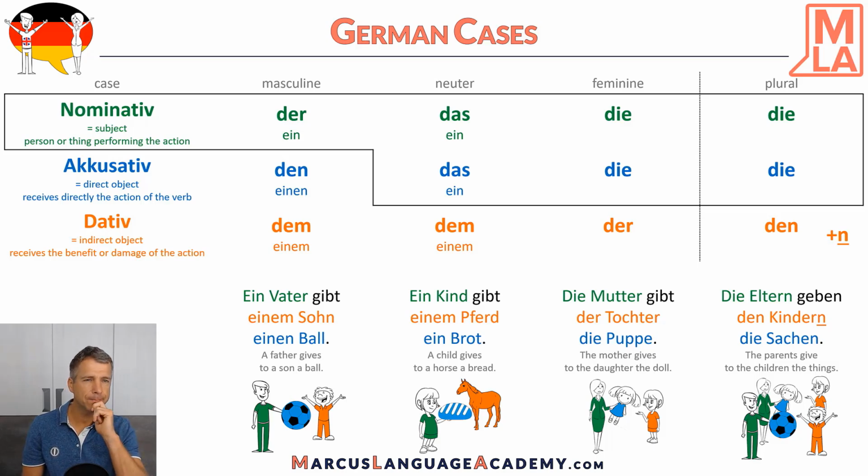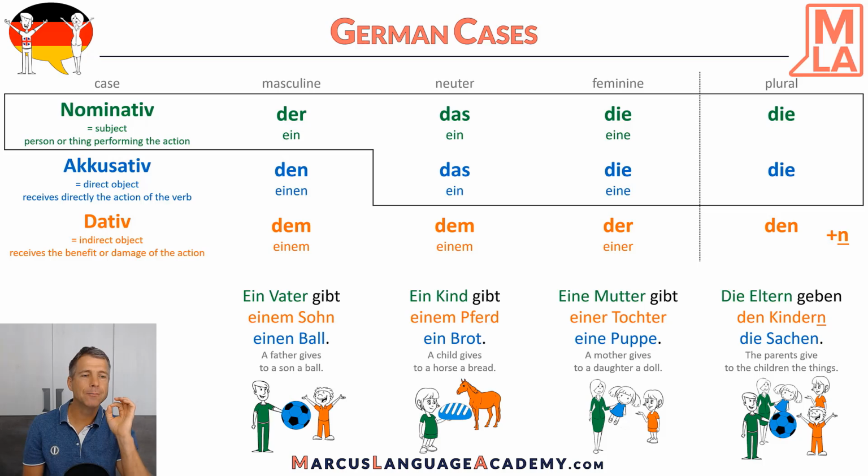And in feminine, what do you think? Just think a moment. Yeah. Eine Mutter gibt einer Tochter eine Puppe. Here actually we add an I to the indefinite article, eine, no, because it's feminine. Accusative, it's the same, eine, and in dative we had already der, and so we have einer, no, einer Tochter. Eine Mutter gibt einer Tochter eine Puppe.